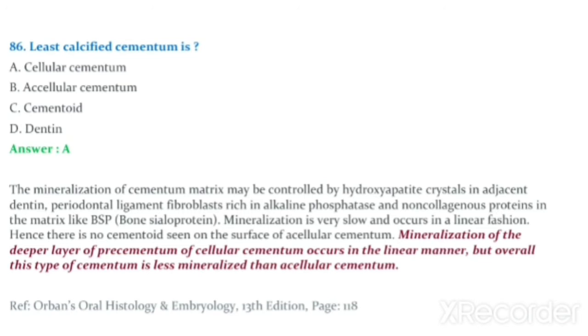The mineralization of cementum may be controlled by hydroxyapatite crystals in adjacent dentin. Periodontal ligament fibroblasts are rich in alkaline phosphatase and non-collagenous proteins in the matrix like BSP, that is bone sialoprotein. Mineralization is very slow and occurs in a linear fashion. Hence, there is no cementoid seen on the surface of acellular cementum.